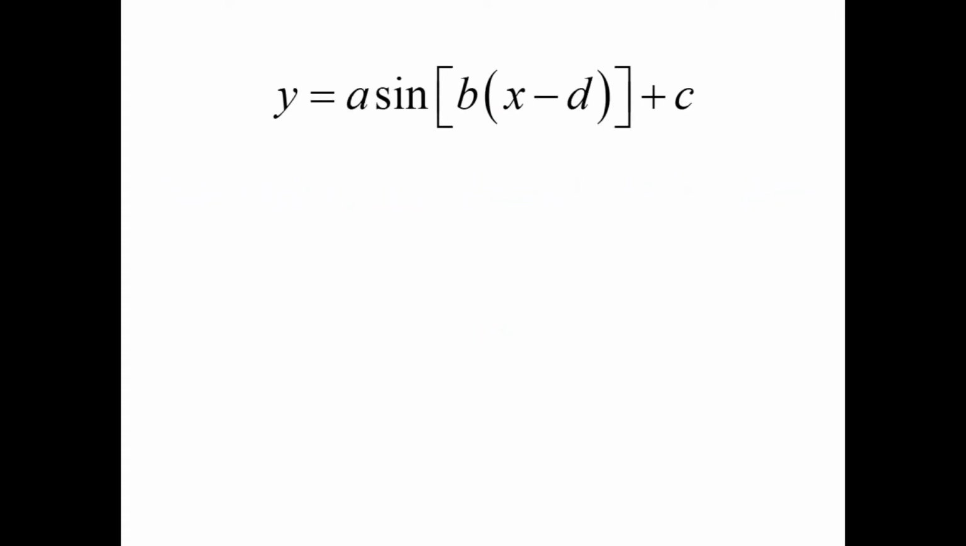Let's recall the basic transformation equation, y equals a sine of b times x minus d plus c, where a is a vertical stretch and if negative reflects in the x-axis. B horizontally compresses, and if it's a sinusoidal function, it will affect the period. D shifts the whole thing to the right, and C shifts the whole thing up.